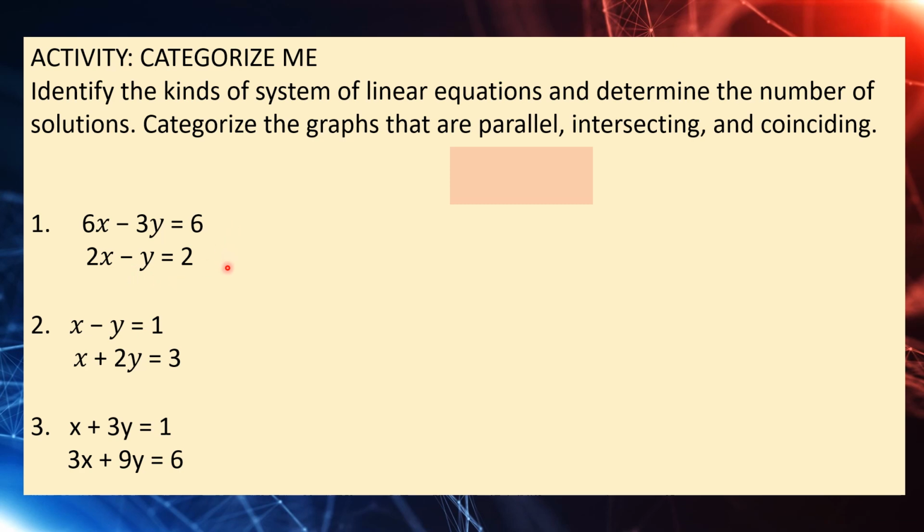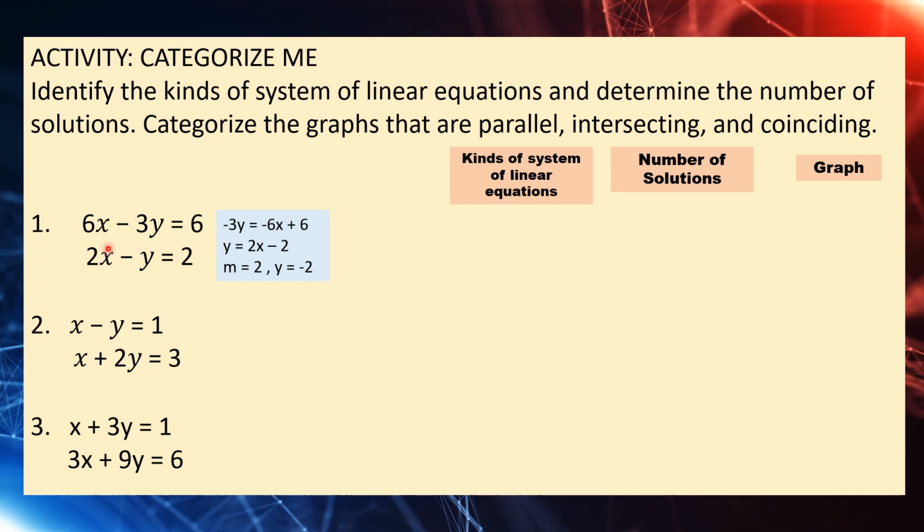As you can see, it is not yet written in the form y equals mx plus b. So we need to rewrite this first into y equals mx plus b. Rewriting the first equation, 6x minus 3y equals 6, we now transpose positive 6x to the other side of the equation, so we put it on the right side. So it becomes negative 6x, and then just copy positive 6. So we have now negative 3y equals negative 6x plus 6.